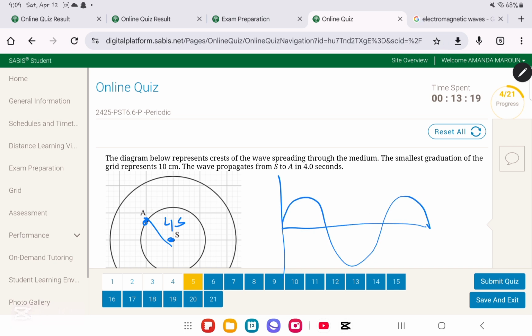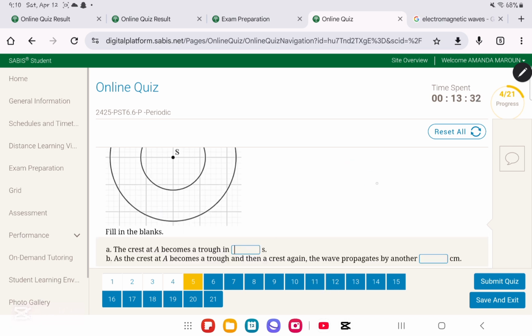From this crest here till this crest here, it took how many seconds? 4 seconds. But they need what? They need from this crest here till this trough here. It will take half of the time, which is 2 seconds. Very simply, as the crest at A becomes a trough and then a crest again, the wave propagates by another.